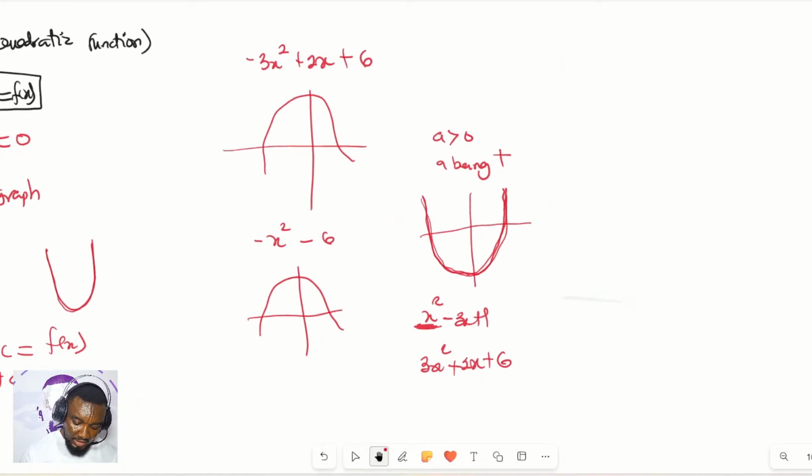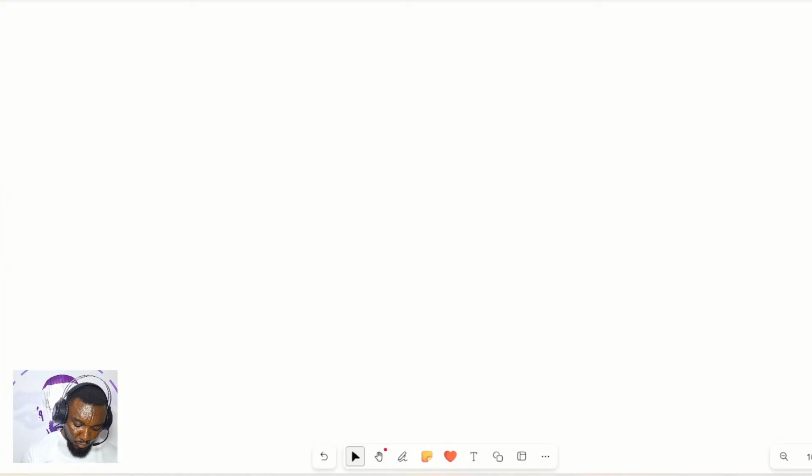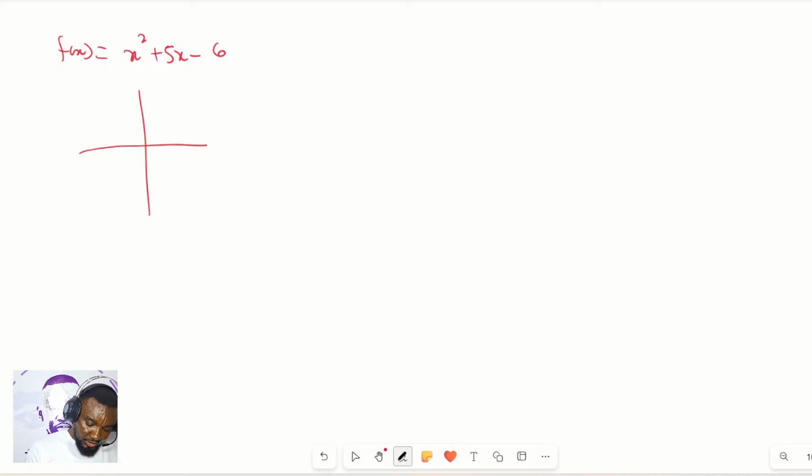So let's look at an example. We can be asked to look at a quadratic function, f of x is equal to x squared plus 5x minus 6. What is the nature of the graph of this, or how does it look? Because a is positive, the quadratic function will be curved like this.